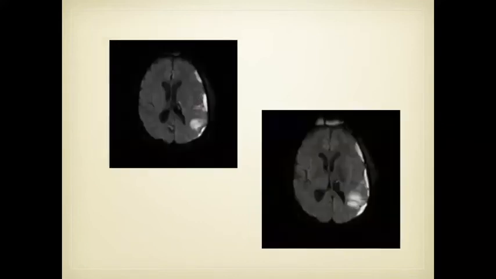This is what the diffusion scan looked like. Notice in that extra-axial space, there are pockets of restricted diffusion here, here, and here, extending into the brain here. You'll also notice a little restricted diffusion up here. So, of course, I showed you a restricted meningioma. This is not a meningioma because of the compartmental involvement.